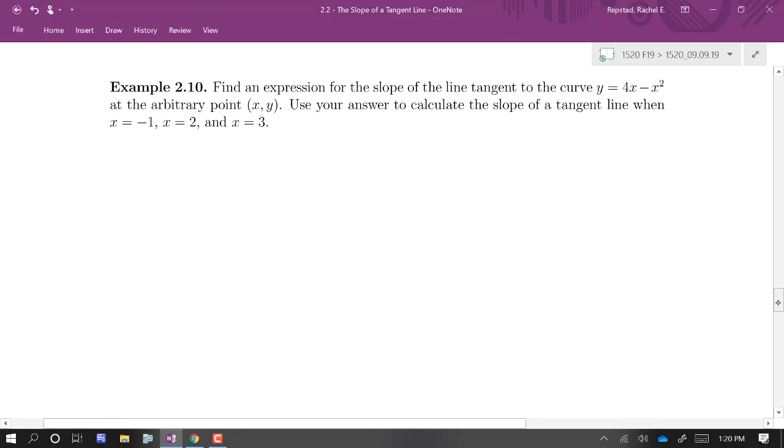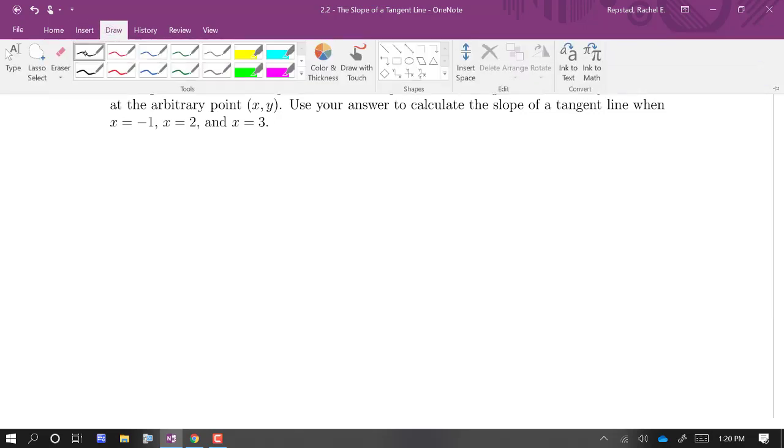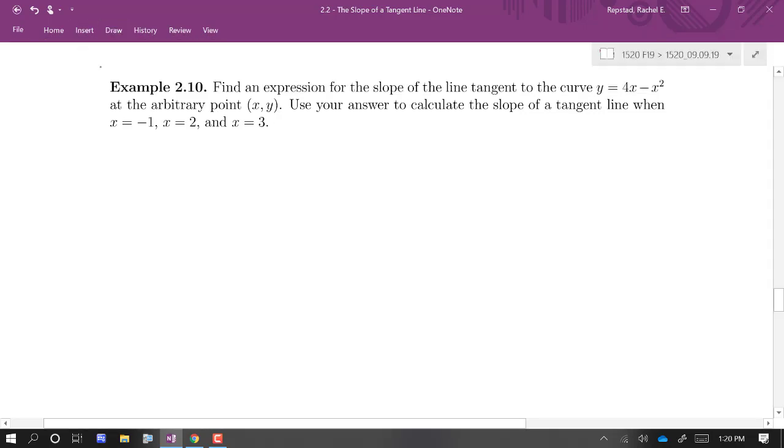Okay, so we're going to use that new limit on the previous page to find an expression for the slope of the line tangent to the curve y equals 4x minus x squared at the arbitrary point (x, y). So what we're going to do is set up this limit. What we're going to end up with is a formula that has x's in it, so I could find the slope of the tangent at any point by just plugging an x into that result. So let's begin. This limit that we need: the limit as h approaches 0 of f of x plus h minus f of x, all over h.